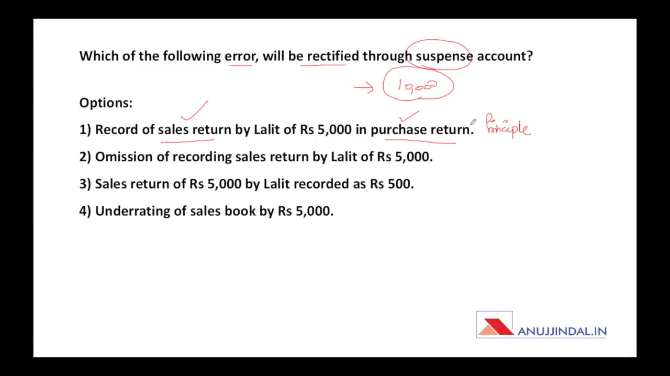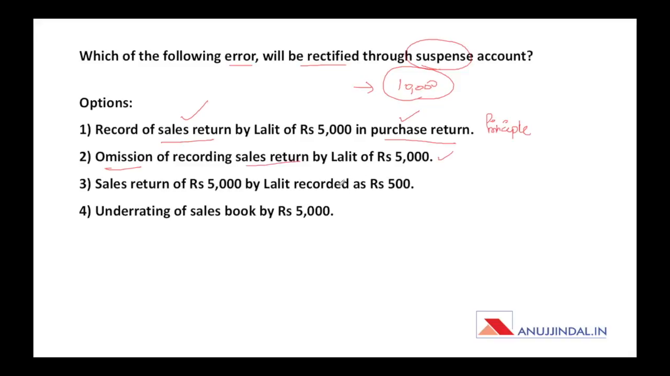Omission of recording sales return by Lalit of rupees 5,000. Lalit was required to record a sales return of 5,000. He did not do it. He omitted it, and now he is going to record it. So no requirement of any suspense account.